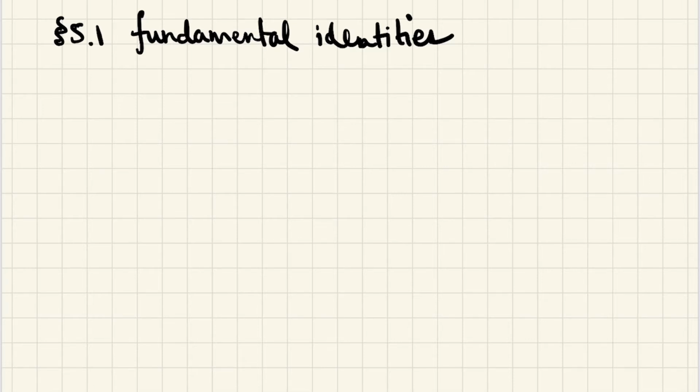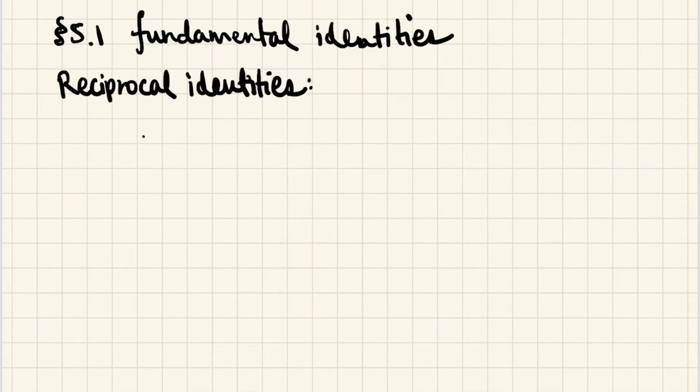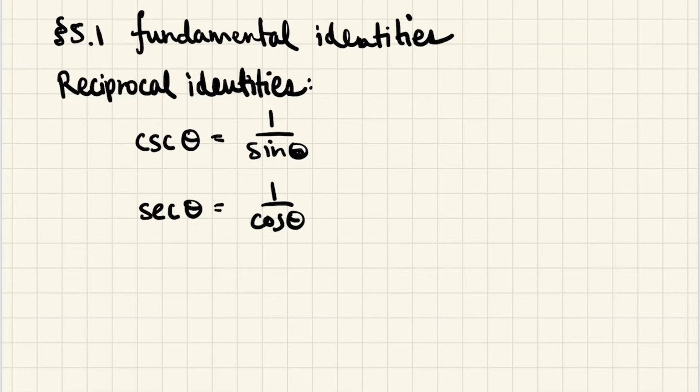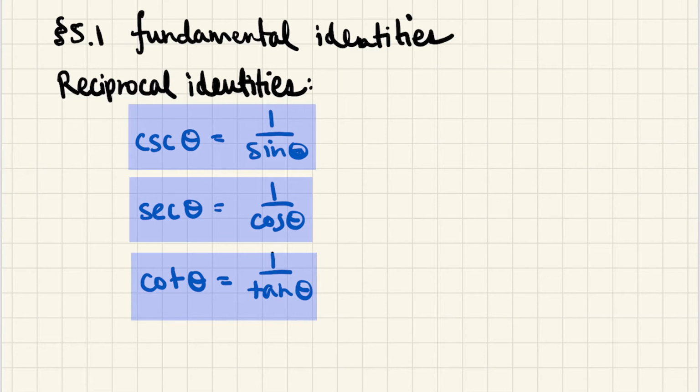So let's recall the fundamental identities, and they themselves are in categories. Let's start with the really most basic ones, which are the reciprocal identities. Cosecant of theta is 1 divided by sine of theta. We saw that really early on this semester. Secant of theta is 1 over cosine of theta. And cotangent of theta is 1 over tangent of theta. So these are the principal reciprocal identities.